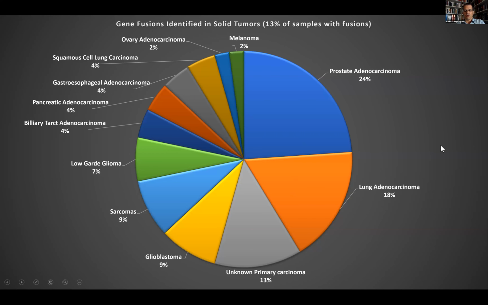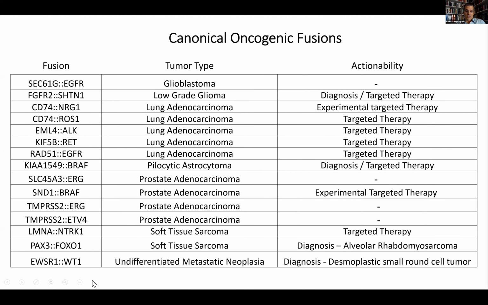When we look at samples, we find fusions in our practice. The tumor types we find most fusions. Well, first we find fusions in about 13% of the cases. We sequence dozens of different tumor types. This is all for clinical practice, right? It's an assay for clinical practice. And fusions are present mostly in prostate, adenocarcinoma, lung, CUP, glioblastomas, and sarcomas. This is not a hematological panel, it's only for solid tumors, right? So this is not a comprehensive list, but these are some examples of the canonical fusions we found.